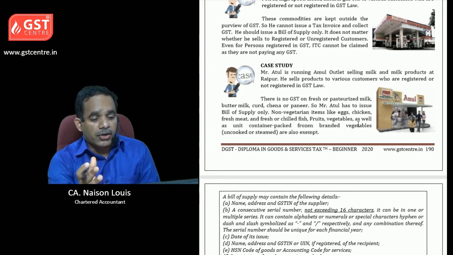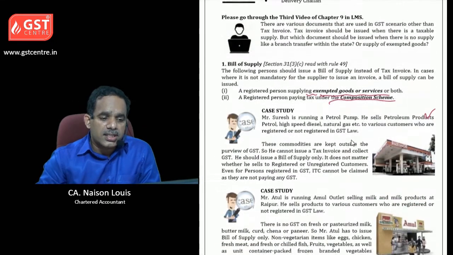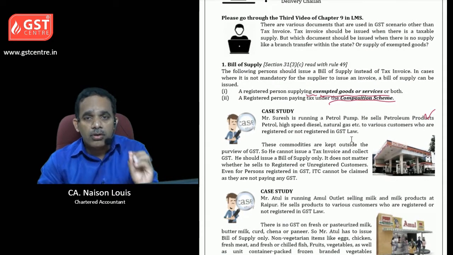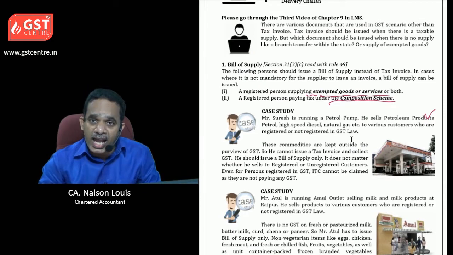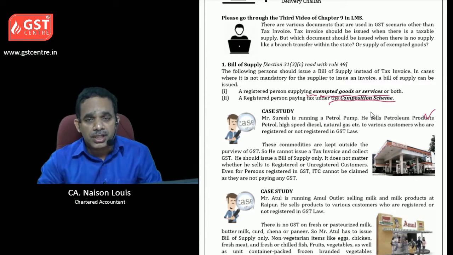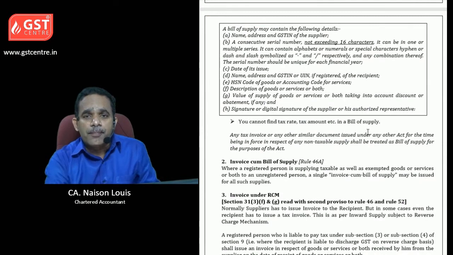As well as non-vegetarian items like eggs, chicken, fresh meat and fresh or chilled fish, fruits, vegetables, as well as unit container packed frozen branded vegetables, uncooked or steamed, are also exempt. So we have seen, in case of exempted goods or services, there is no GST and you should not issue a tax invoice. As well as if any person has opted for the composition scheme, he should issue a bill of supply only.